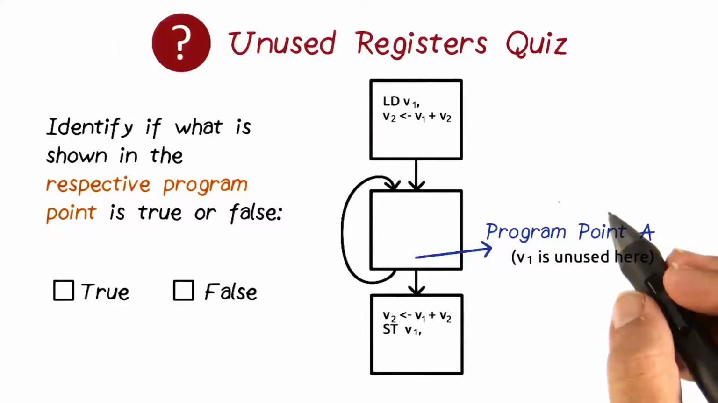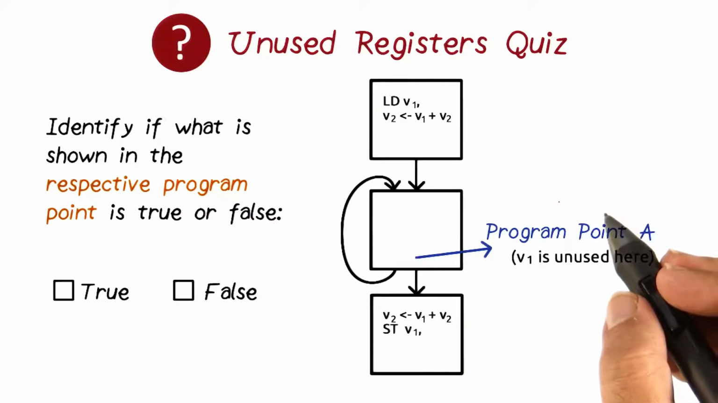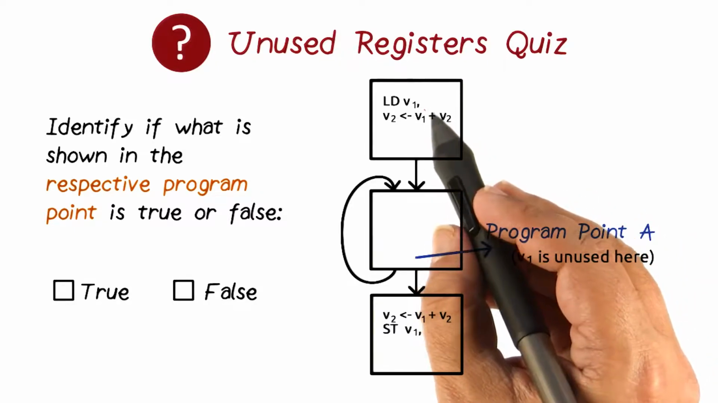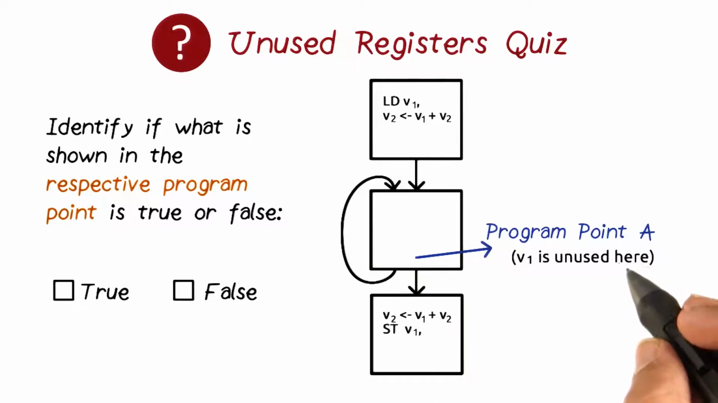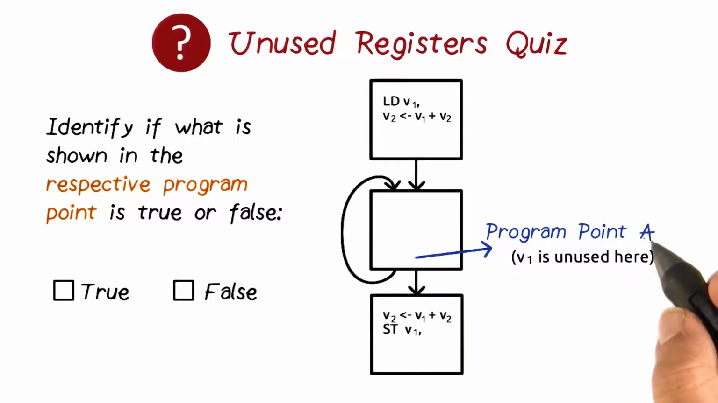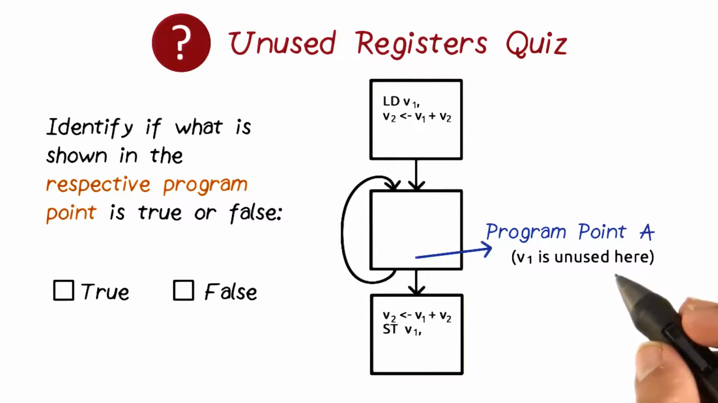So students, now let's test our knowledge of unused registers through a simple quiz. I have shown you a simple control flow graph, and we have a question whether for this particular control flow graph, and when the registers are being used the way they are, is V1 an unused register at program point A? Please write your answer in terms of true or false. Go ahead and mark your answer now.